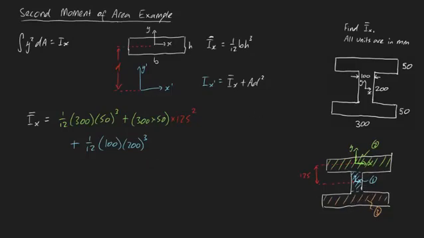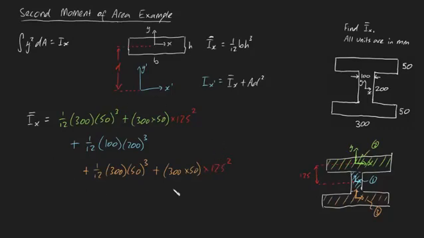What about this orange bar? It won't be too hard. We just add this entire thing to 1/12 base times height cubed. In this case, our base is 300 millimeters, and our height is 50 millimeters, right? And then we have to invoke the parallel axis theorem again, because what we found is the second moment of area about its own centroid, so we need to find this d value again, right? And because this thing is completely symmetrical, I've chosen a fairly simple I-beam, we know that this distance right here is also 125 millimeters. So we're going to add this to the area, which is 300 times 50 times 125 squared.